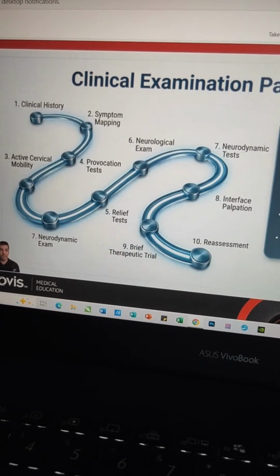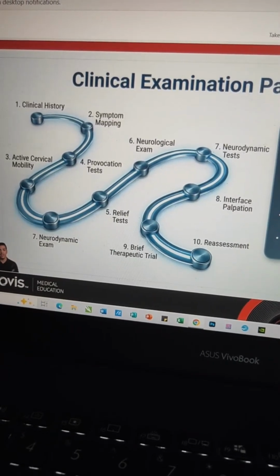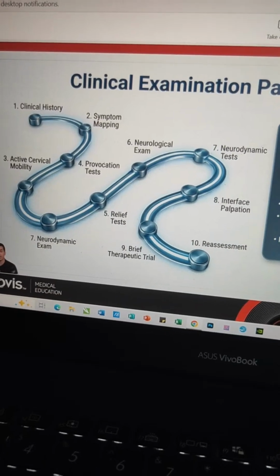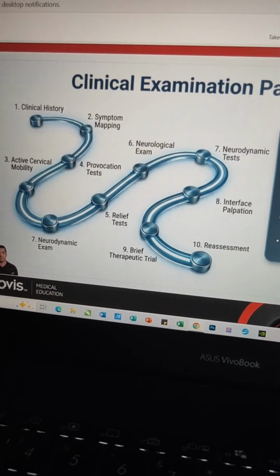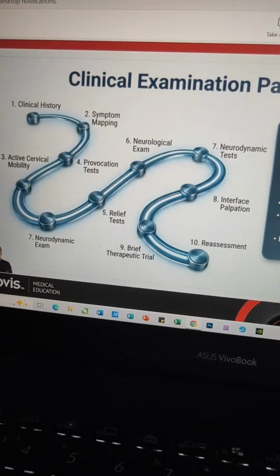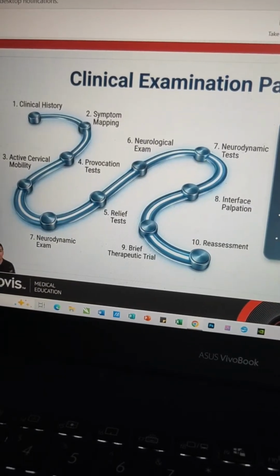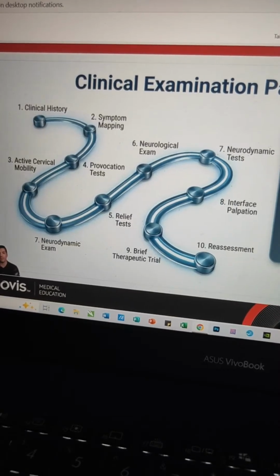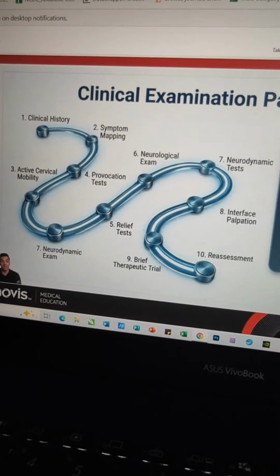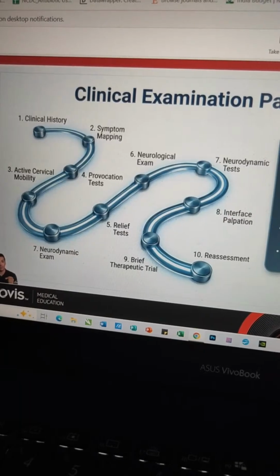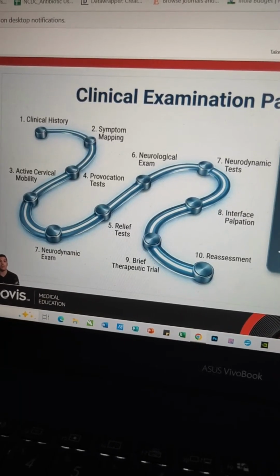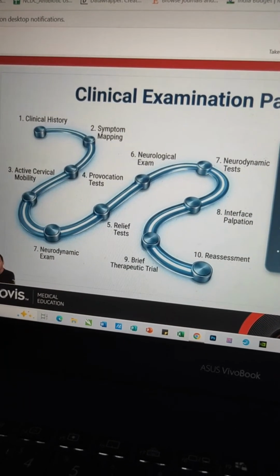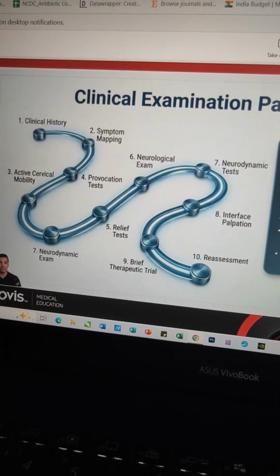From here, we then move on to the specific neurological examination, where we need to include the sensory, strength, and reflex components. From this point, we proceed to neurodynamic tests, always adapted to the patient's irritability. We are not simply looking to generate tension, but rather to achieve a relevant reproduction of the symptoms and a coherent structural differentiation in line with what the patient is describing to us.